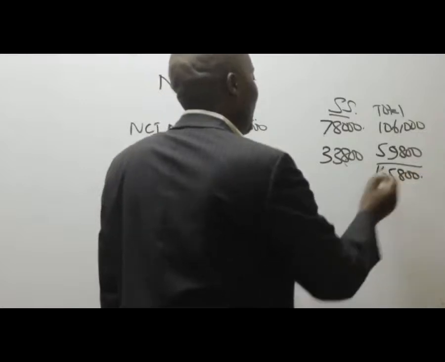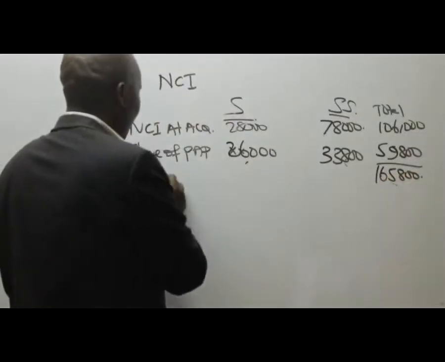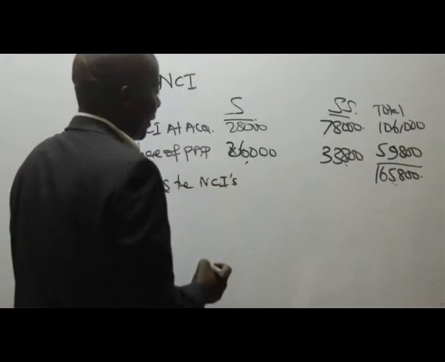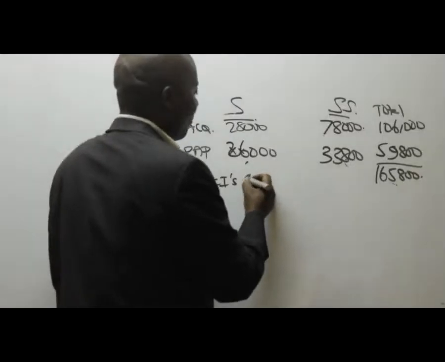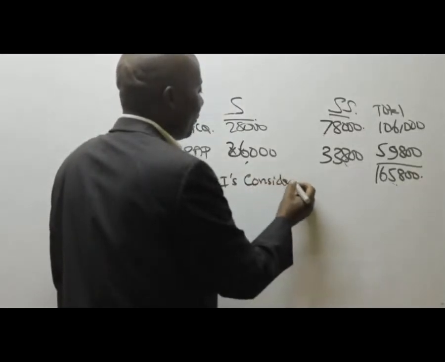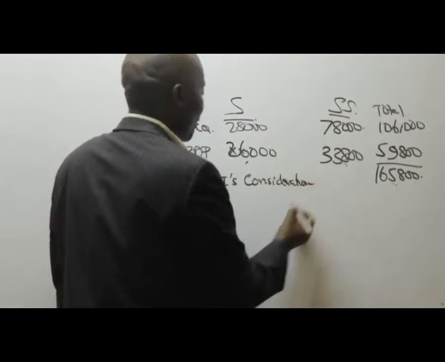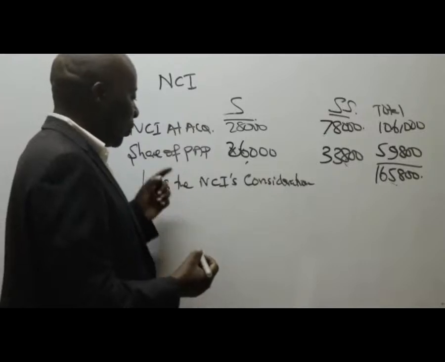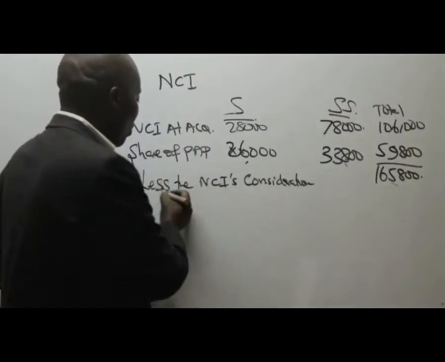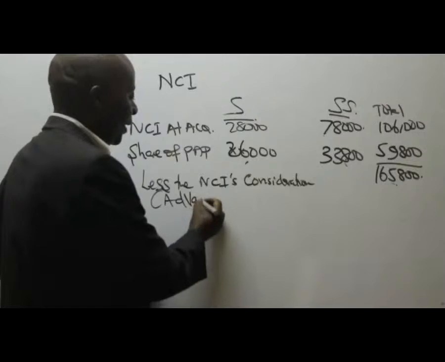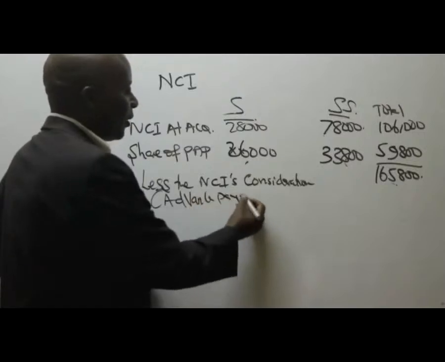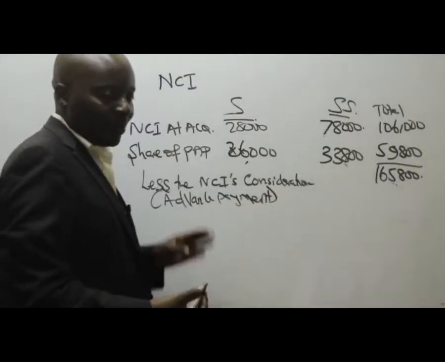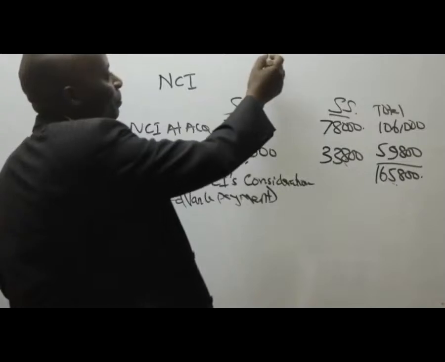And then we come under less the NCI's consideration. You less the NCI's consideration, what we call the advance, like an advance payment. You'll be able to see this later. We take care of this to avoid double counting. There's some double counting.